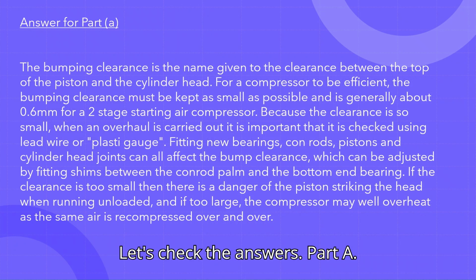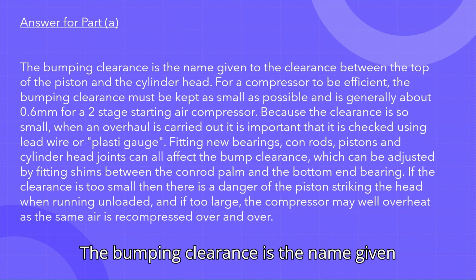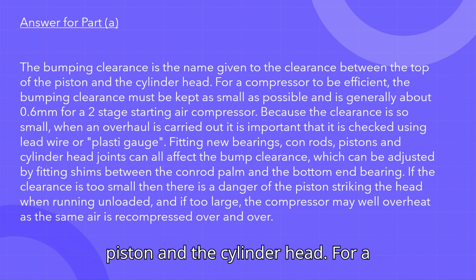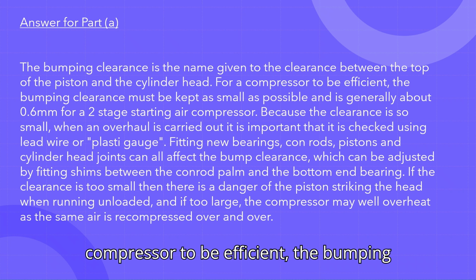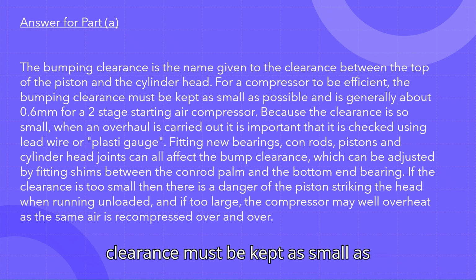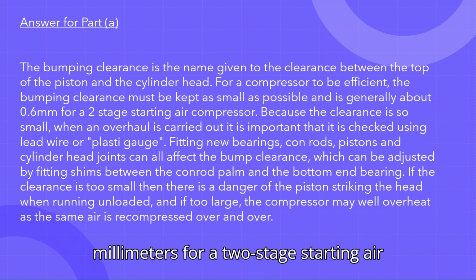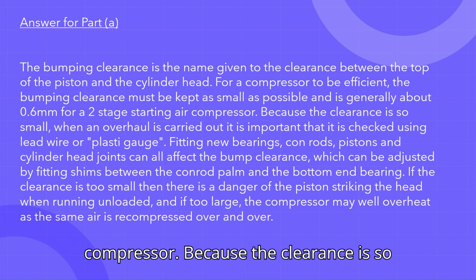Let's check the answers. Part A. The bumping clearance is the name given to the clearance between the top of the piston and the cylinder head. For a compressor to be efficient, the bumping clearance must be kept as small as possible and is generally about 0.6 millimeters for a 2-stage starting air compressor.